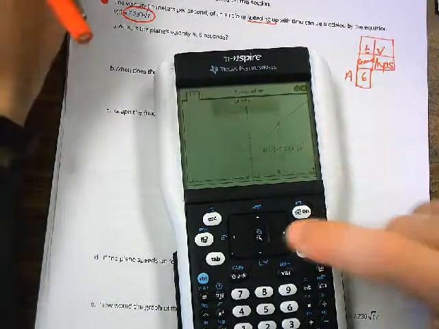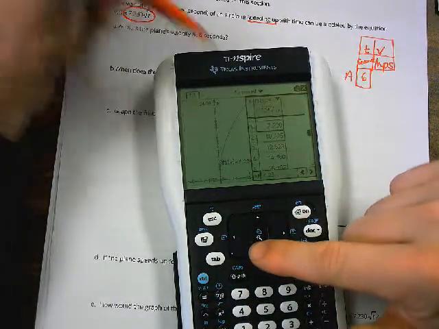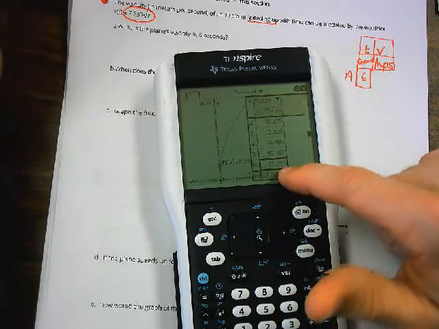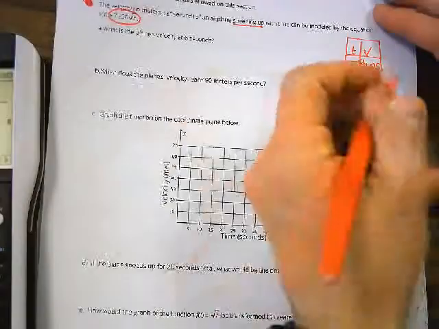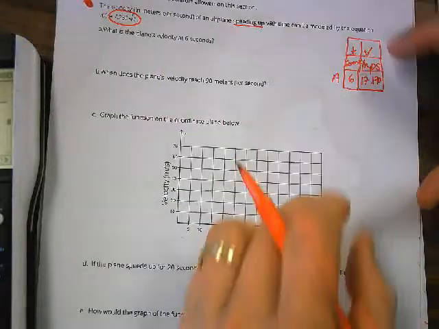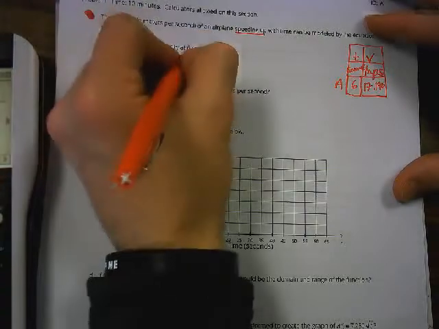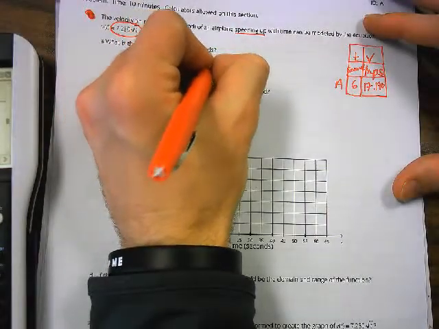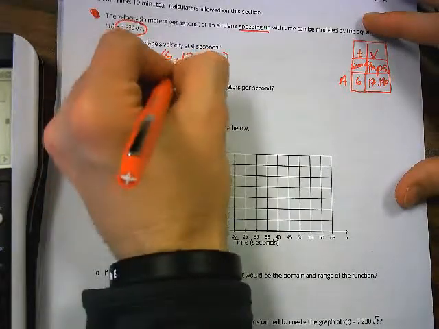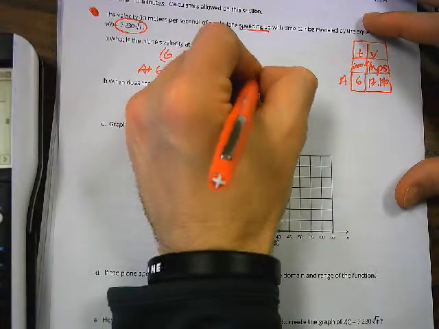To do that, we can just go to a table, Control T, and we go down to 6 seconds. At 6 seconds, velocity is 17.710. So we can write in for part A 17.710, and that's in meters per second. So at 6 seconds, velocity is 17.710 meters per second.